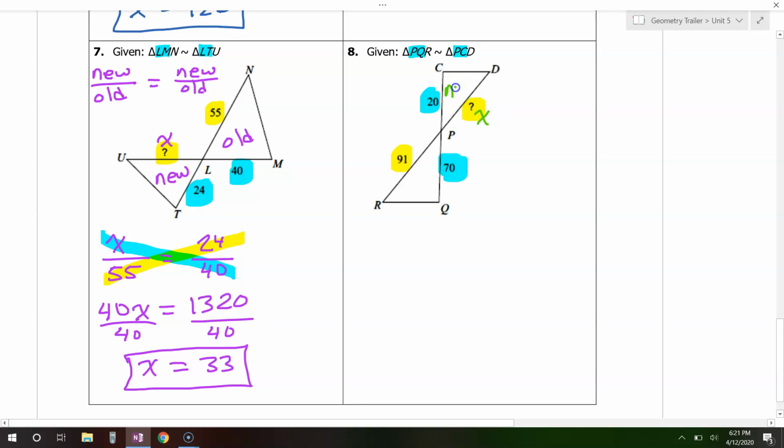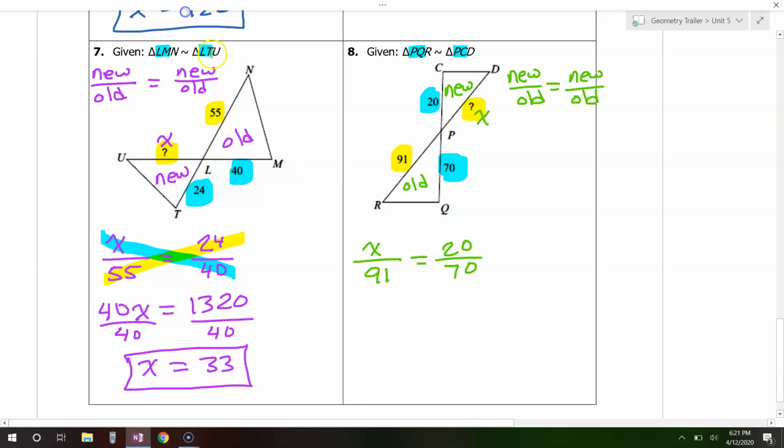Okay, so label one triangle as new and label the other one as old. So we can set up the proportion in the form new over old equals new over old. Okay, so if we start with the yellows, new over old is going to be x over 91. Let's move on to the blues. New over old will be 20 over 70.